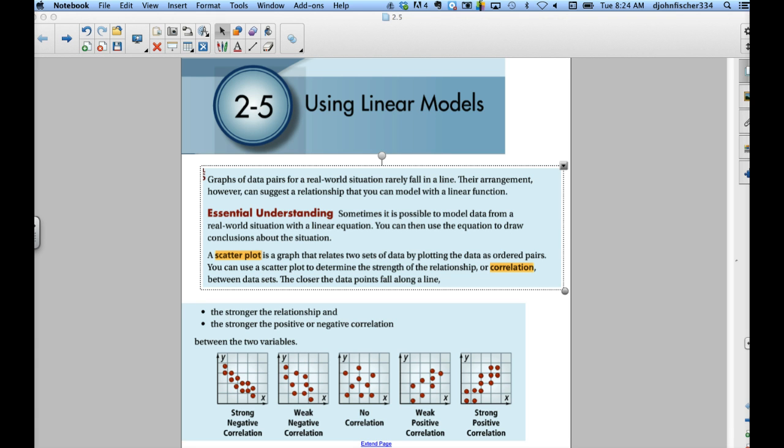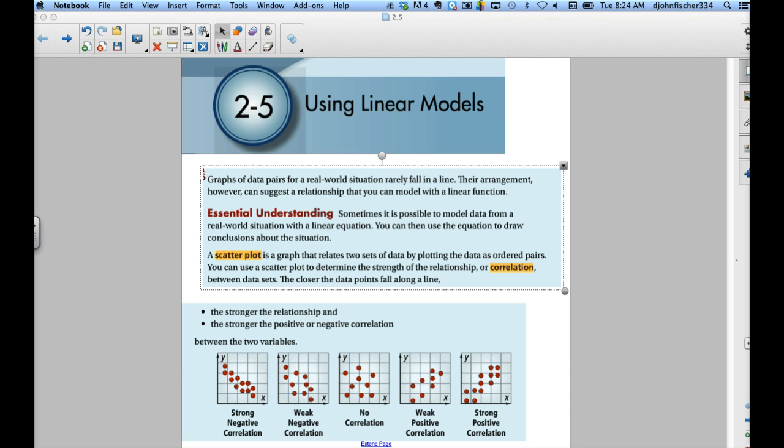A scatter plot is a graph that relates two sets of data by plotting the data as ordered pairs. You use a scatter plot to determine the strength of the relationship, or the correlation. The strength of the relationship is the correlation, two words that go hand in hand between the data sets. The closer the data points fall along a line, the better the correlation, and the stronger the positive or negative correlation between the two variables.